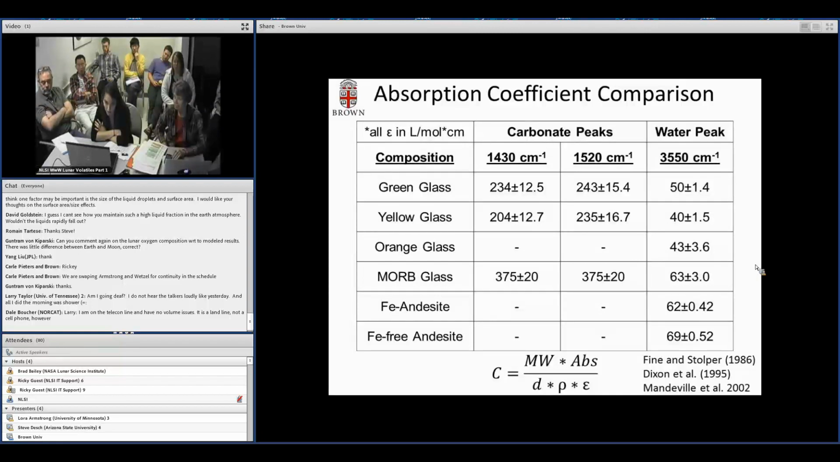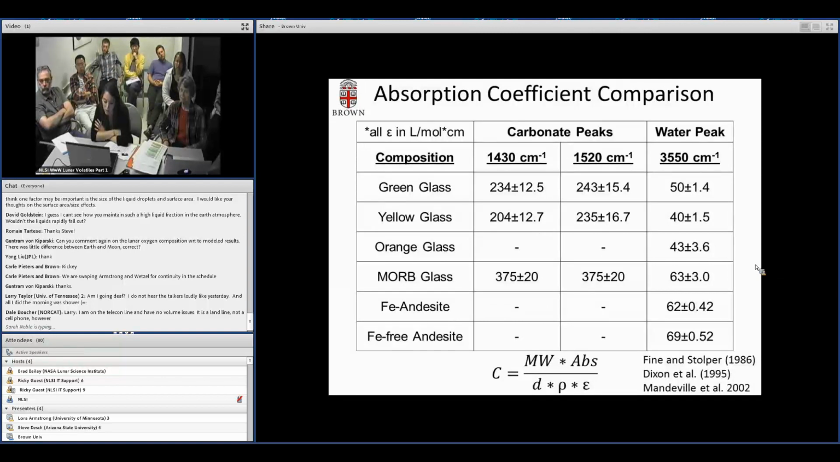Using the equation down at the bottom, using the lunar glasses will give us 25 to 55% more calculated water dissolved than if you were to use the terrestrial absorption coefficients.